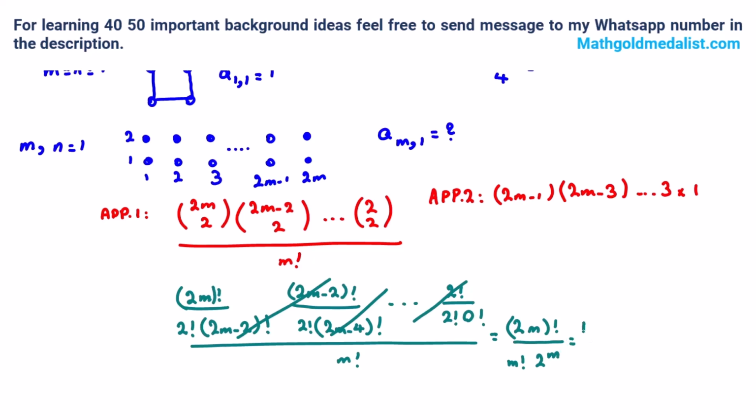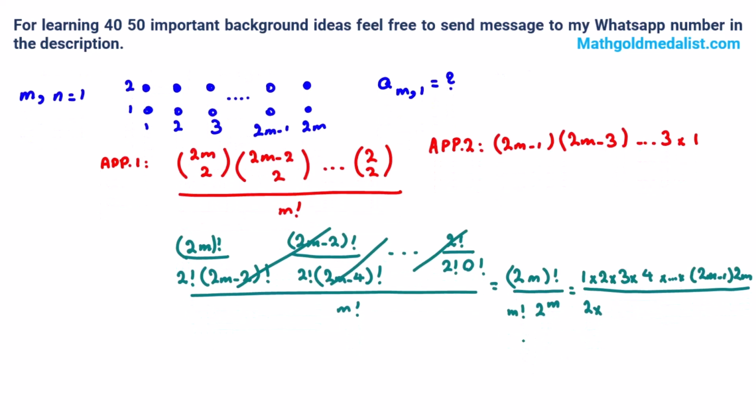So we can write it as 1 times 2 times 3 times 4 times ... times (2m minus 1) times 2m, all over what? Now we have m factorial times 2 to the m. So we can consider 2 times 1, 2. Because it is 1 times 2 times ... times m, and because we have 2 to the m, we consider 1, 2 for this, 1, 2 for this, 1, 2 for this. It's 2 times 4 times 6 up to 2m.